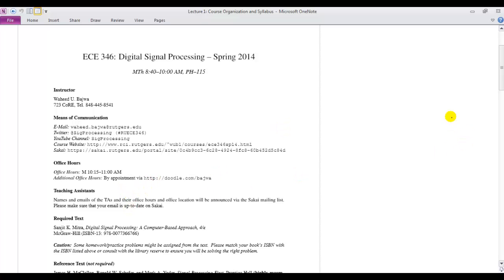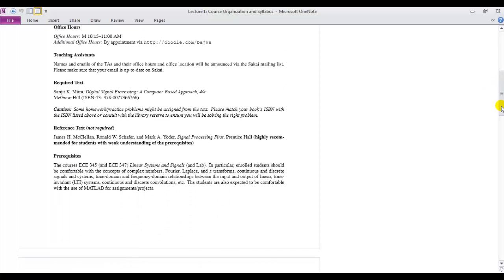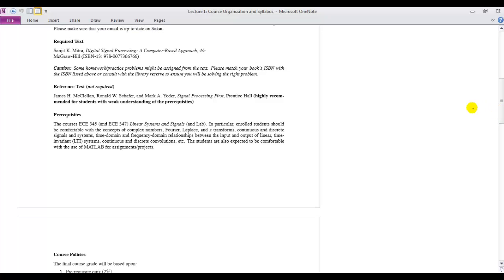So, the required text for the course is different from last year. It's based upon the feedback that I've received in the last 2 years that I've taught this class. I'm now changing it to a text by Sanjit Mitra. We'll be using the 4th edition. Its name is Digital Signal Processing: A Computer-Based Approach.